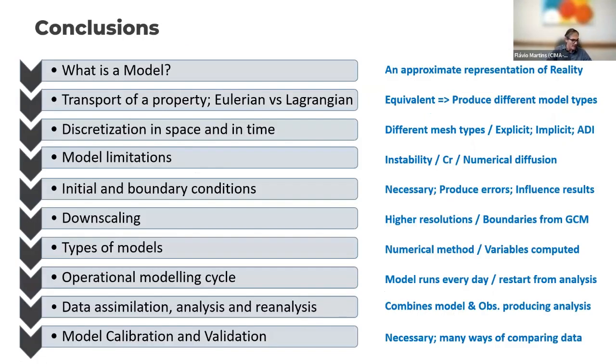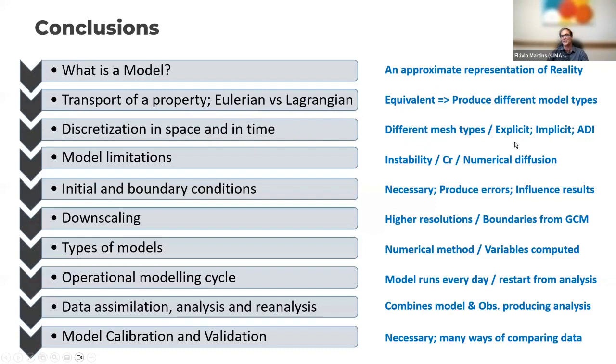Okay, so I'm right on time to finish my presentation. So just a small recap of what I've been showing. Basically, what is a model? We saw it is an approximate representation of reality. We saw also the transport of a property. We did that example of the balloon. So we saw the difference between Eulerian and Lagrangian, and we saw they are equivalent, but they produce different model types. Okay. Then discretization in space and time.